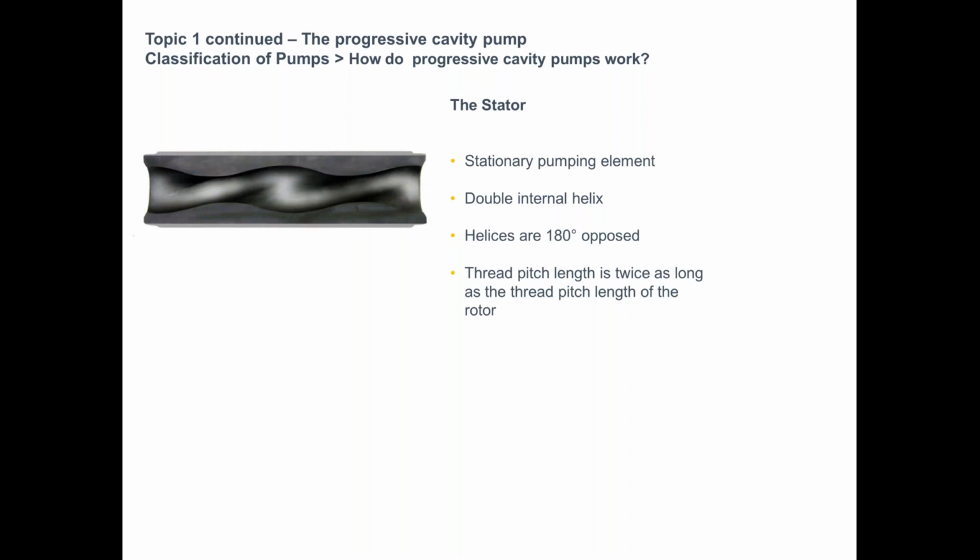Then you have the stator, the second pumping element here. This stator can be made out of various types of elastomer: Buna, EPDM, Viton, and many more. This is the stationary pumping element. This does not rotate, and it is tightly compressed onto the rotor at 20 thousandths of an inch. It does not matter which direction the stator is put on because the helices are 180 degrees opposed.